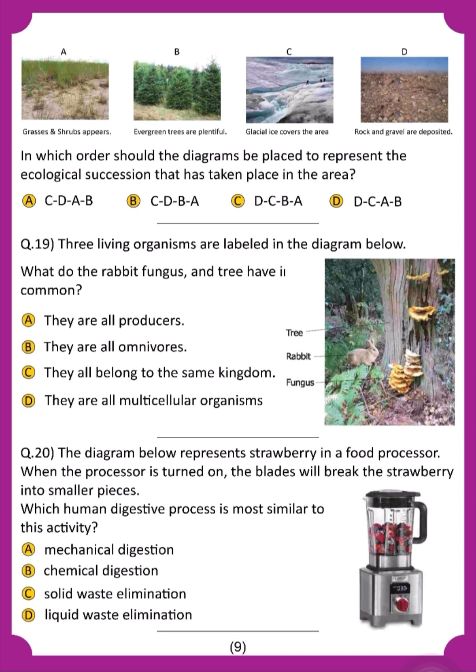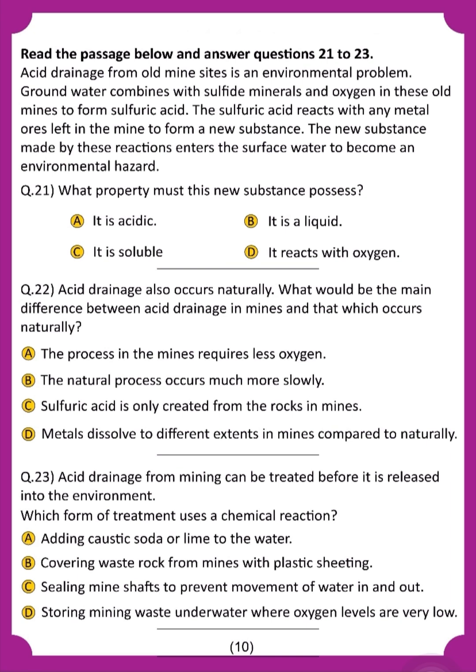Question number 20. The diagram is showing a strawberry in the food processor, and you have to tell that the human digestive process is most similar to which activity? That is mechanical digestion. Option number A. Again, question number 21. For 23, you have to read this passage, and then you have to tell what property must this substance possess. Option number C, that is, it is soluble.